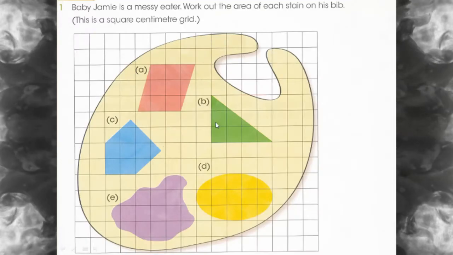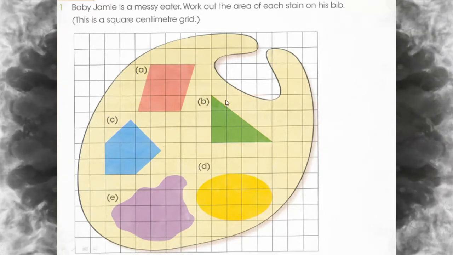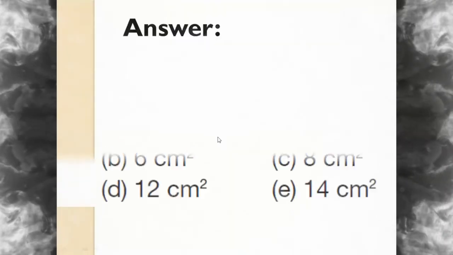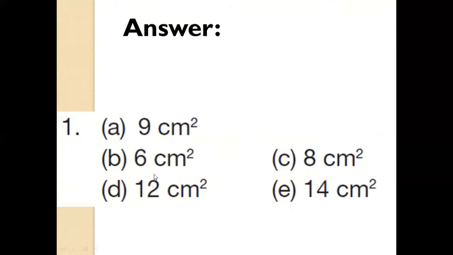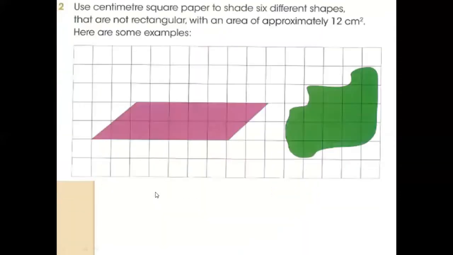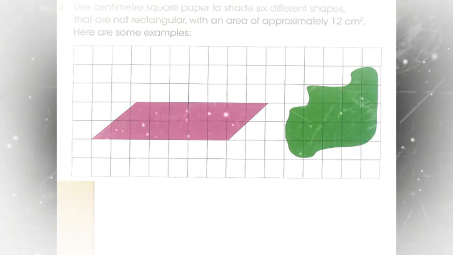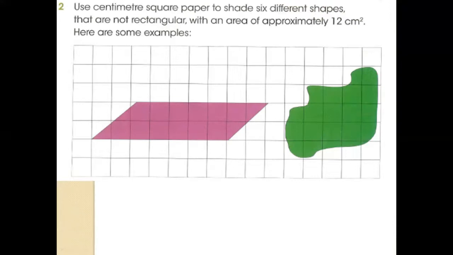Second, 1, 2, 3, 4, 5, 6. So this will come here. So I think 6. Yes, exactly 6. As it is the same, we are solving all the remaining questions. Now question number 2 is the same. It says approximately 12 centimeters square. You can draw different rectangles. All should be approximately 12 centimeters square.